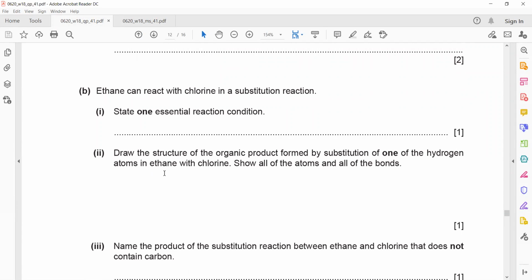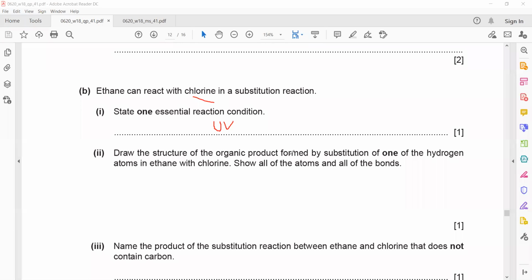Ethane can react with chlorine in a substitution reaction. State one essential condition for reaction between ethane and chlorine. Ethane with chlorine. Alkane reacts with chlorine. There's a specific condition at which it reacts. No, potassium manganate is an oxidizing agent. So it needs ultraviolet light, UV. In ultraviolet light, alkane can react with chlorine.